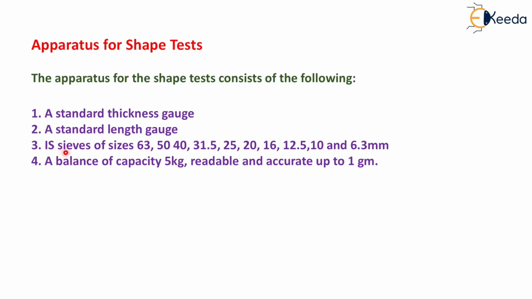The next one is IS sieve of size 63, 50, 40, 31.5, 25, 20, 16, 12.5, 10 and 6.3 mm. A balance of capacity 5 kg, readable and accurate up to 1 gram.